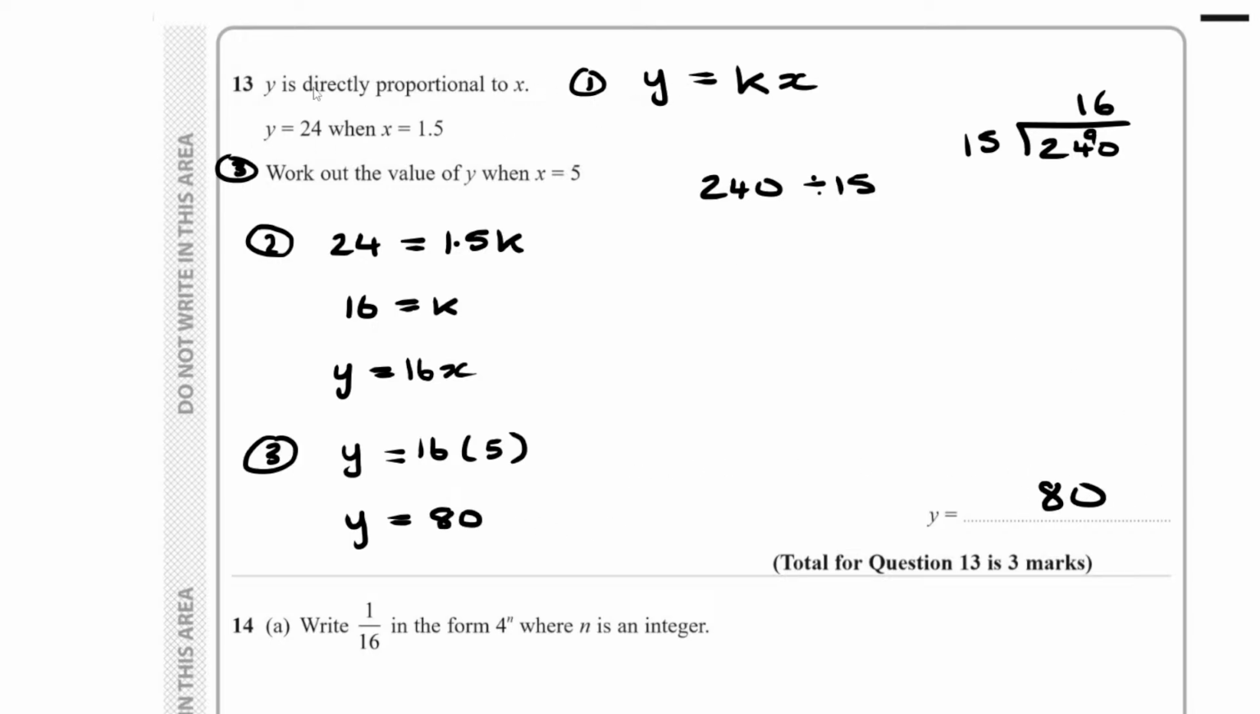Okay, so see how we get these steps. Step 1 relates to the formula, step 2 relates to working out k, step 3 relates to working out the actual question. And normally proportion works the exact same way every time.